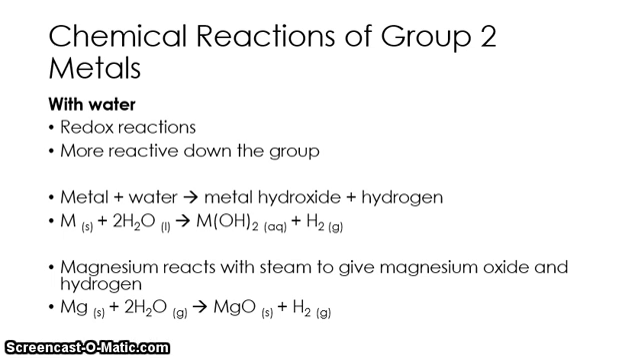The only other exception that you need to worry about is magnesium. So the magnesium reaction with water is very slow. It does happen, but it's very slow. With steam, however, instead of getting the metal hydroxide, we get magnesium oxide. We still get hydrogen, and that's represented by this equation here. So Mg plus 2H2O gives MgO plus H2.